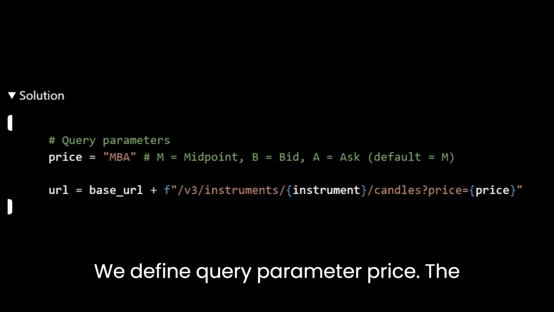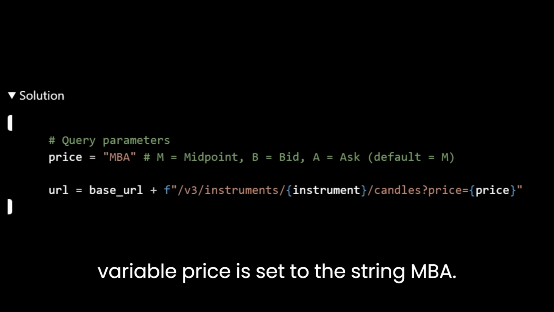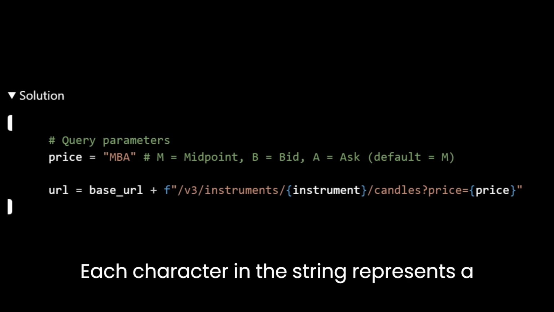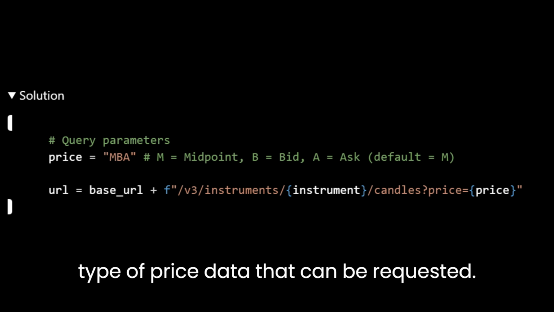Here is the solution I came up with. We define query parameter, price. The variable price is set to the string MBA. Each character in the string represents a type of price data that can be requested.